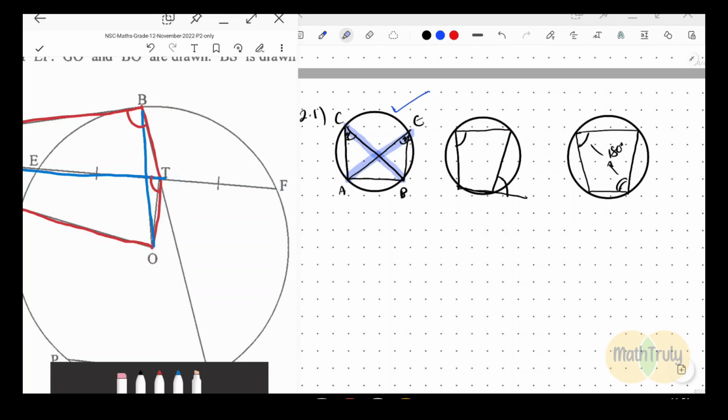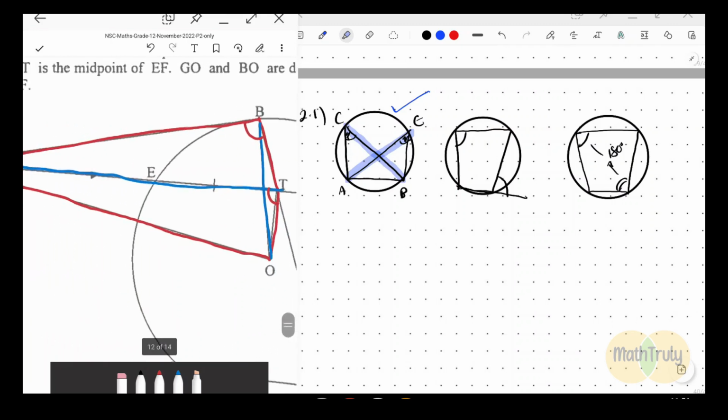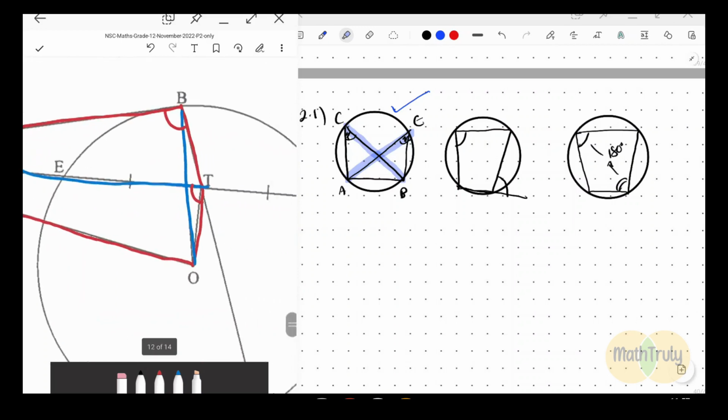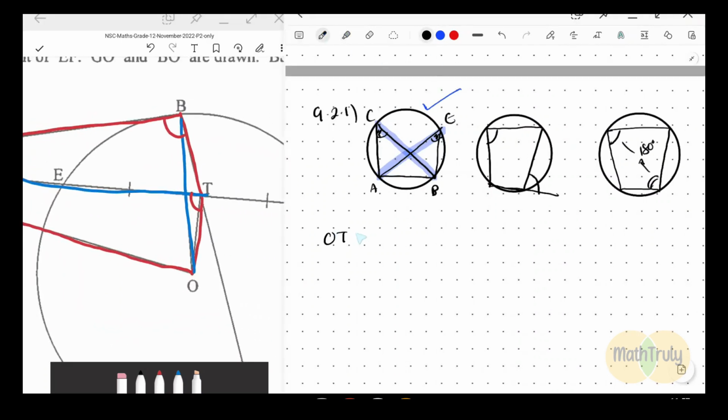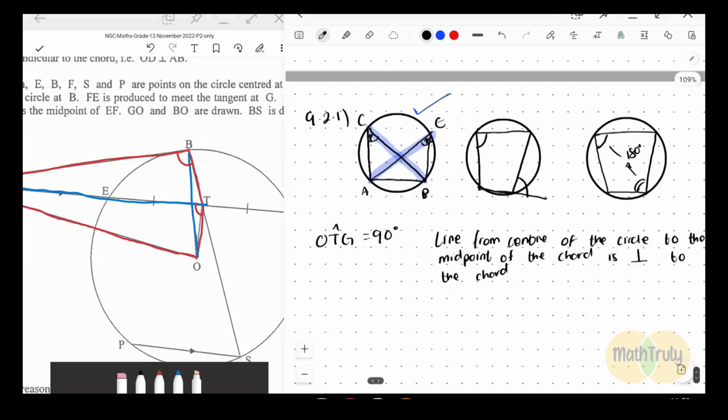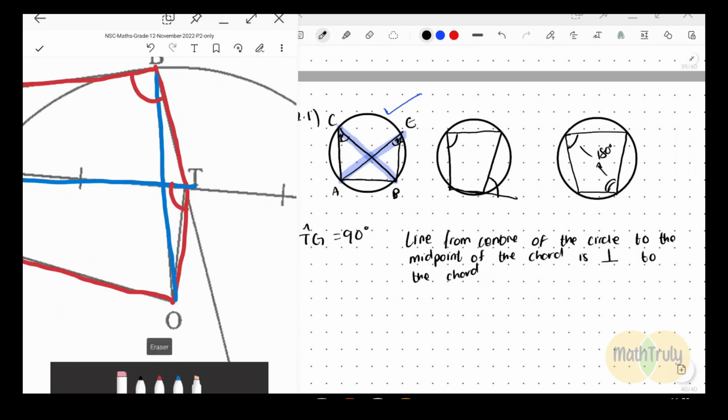So you can use the converse of the first theorem, that a line from the center of the circle to the midpoint of a chord is perpendicular to the chord. So we can find out that this angle, OT all the way to G, this angle OTG is 90 degrees. Okay, so OTG is 90 degrees. And this is because we have a line from the center of the circle to T, which is the midpoint of the chord. And that therefore means that it is perpendicular to the chord. Okay, so we know now that angle is actually 90 degrees. So that is 90 degrees. Okay, so OT is perpendicular to TG.